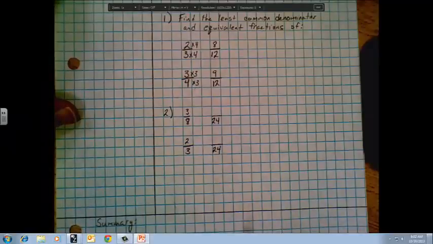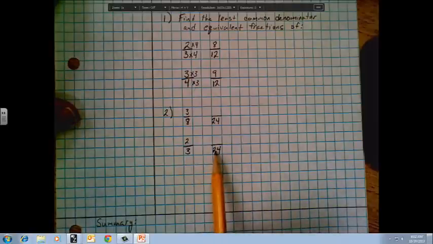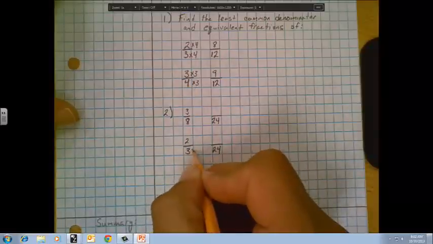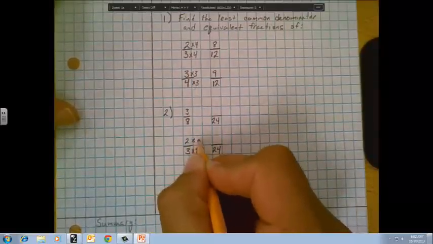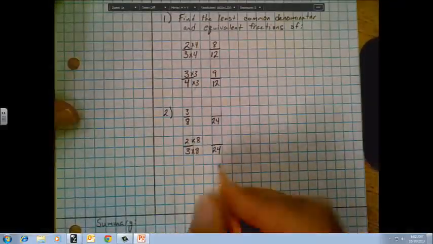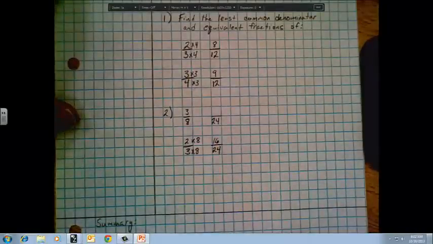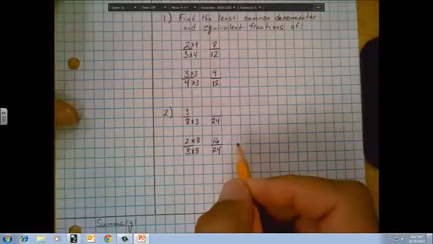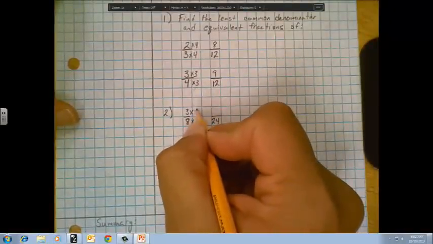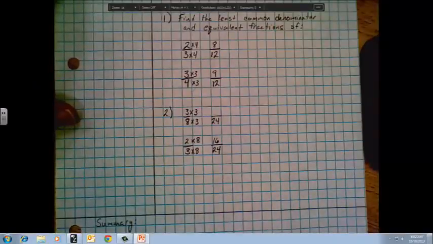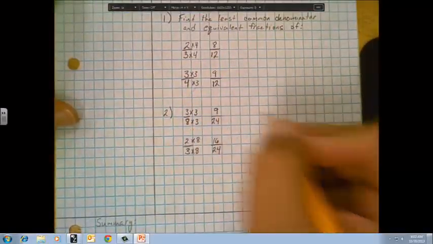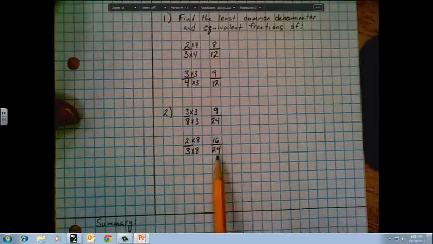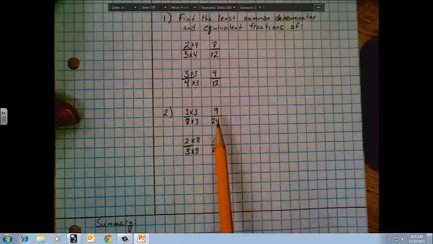And now we're going to find our equivalent fractions. So 3 goes into 24 8 times. So we're going to multiply the bottom times 8, and we're going to multiply the top times 8. 2 times 8 is 16. 8 goes into 24 3 times, so we're going to multiply the 8 times 3, and we're going to multiply the top times 3. So it'll be 3 times 3, which is 9. So again, we found our common denominator, which is 24, and we also found our equivalent fractions, which are 9/24 and 16/24.